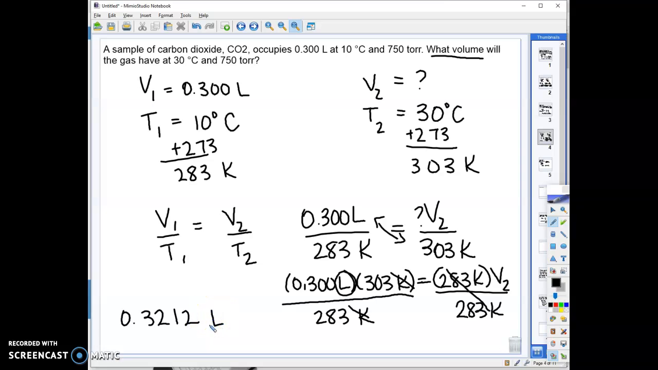Now I look at significant digits. In this number here, all three of these are significant because these zeros are after the decimal point. This 0 is not significant, but these three are. So I need three significant digits in my answer. So I'll have 0.321 liters. And then remember, the last step is to ask yourself, does this make sense? And when I look at this, I expect that if my temperature goes up, my volume goes up, and yes, my volume did go up. It went up from 0.300 to 0.321.